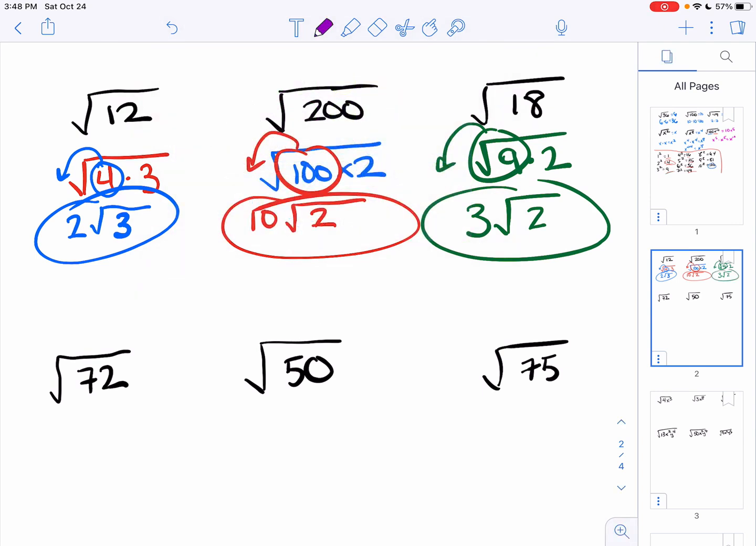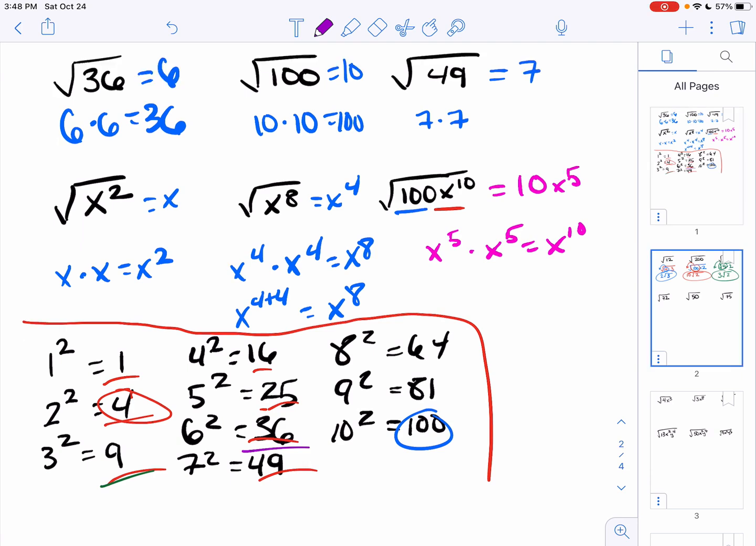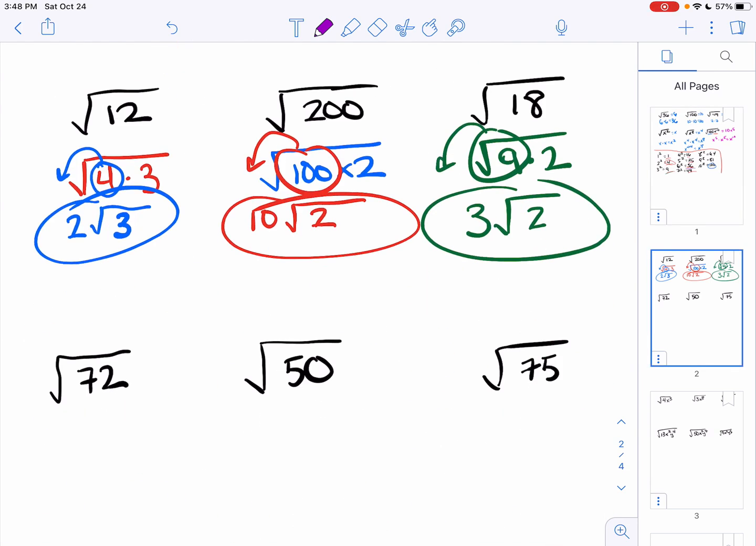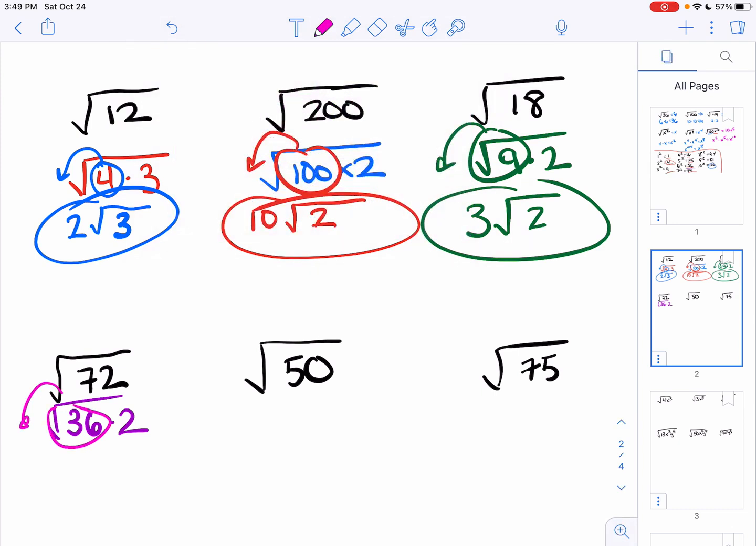The next one, 72. What is the biggest perfect square that goes into 72? I look, and I see 36 goes into 72. All right. So I'm going to split up 72 into 36 times 2. And I can take the square root of 36, which is 6. So I'm left with 6 radical 2.